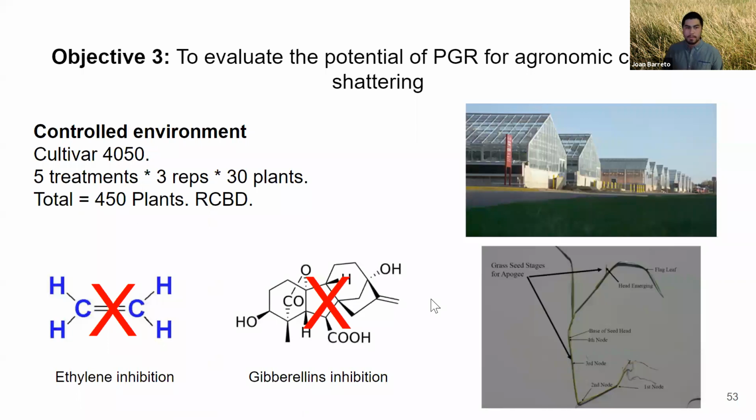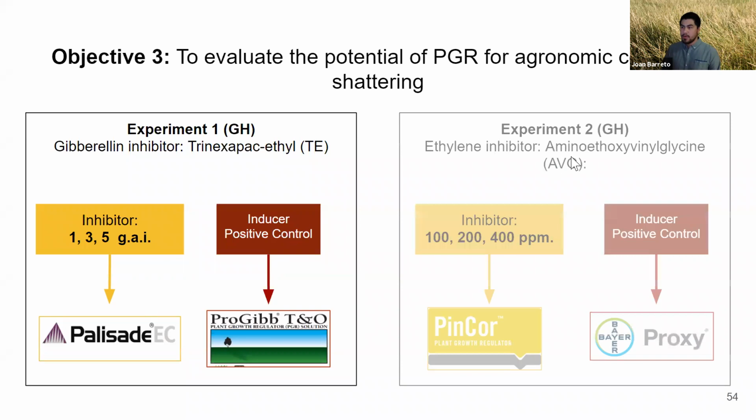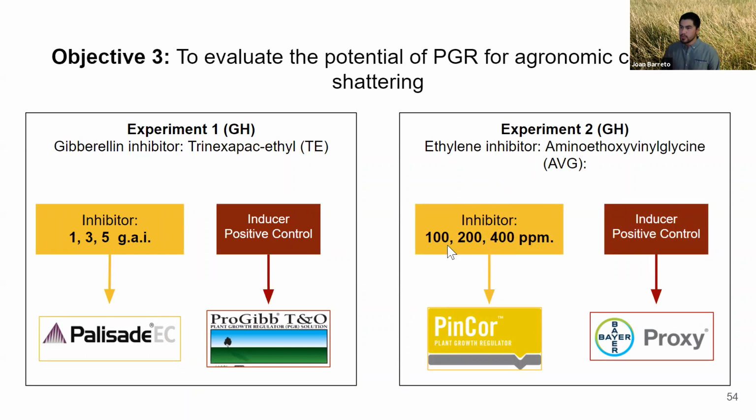emergence. The first experiment, which will be conducted in greenhouse, will particularly look at trinexapac-ethyl as a gibberellin inhibitor. We will look at three and five grams of active ingredient as rates to evaluate the potential, as well as a positive control, which will cause the opposite, induce gibberellin. The second experiment will instead look at ethylene inhibitor, in particular AVG, using as well three rates and a positive control that will be ethephon.